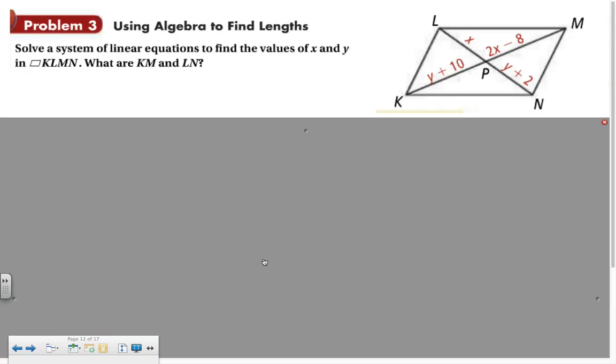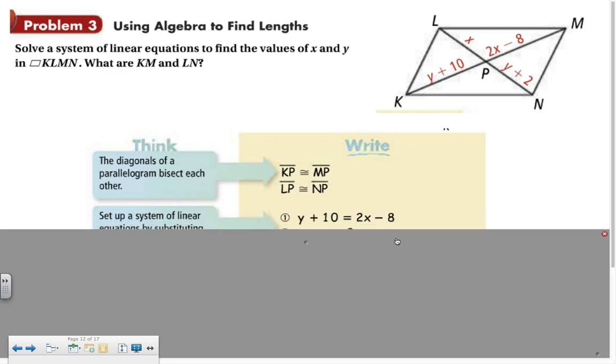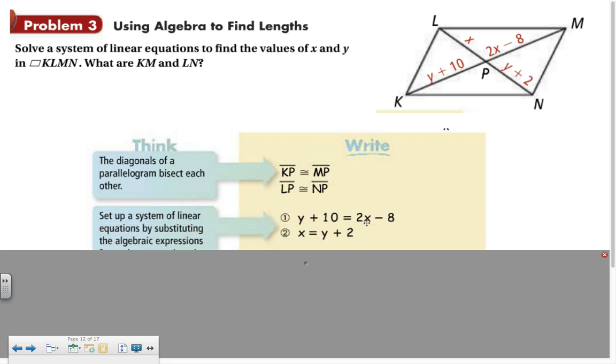We're going to use algebra to do this one. Knowing that this one is a parallelogram KLMN, we know that LP is congruent to PN, so x is equal to y plus 2. And we know these two are equal to each other. So what I end up getting is a system of equations where I've got two equations with two variables.